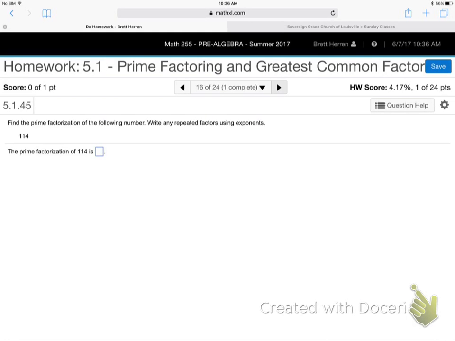Okay, 114. So take 114, break it down. What do you know for sure goes in? 2, right? The end's even. Start with 2. Divide by 2, see what you get. Two times 57. Now, is anything going to 57? Divide by 3, because you add up the digits, it's 12. 12 is divisible by 3, so is 57.